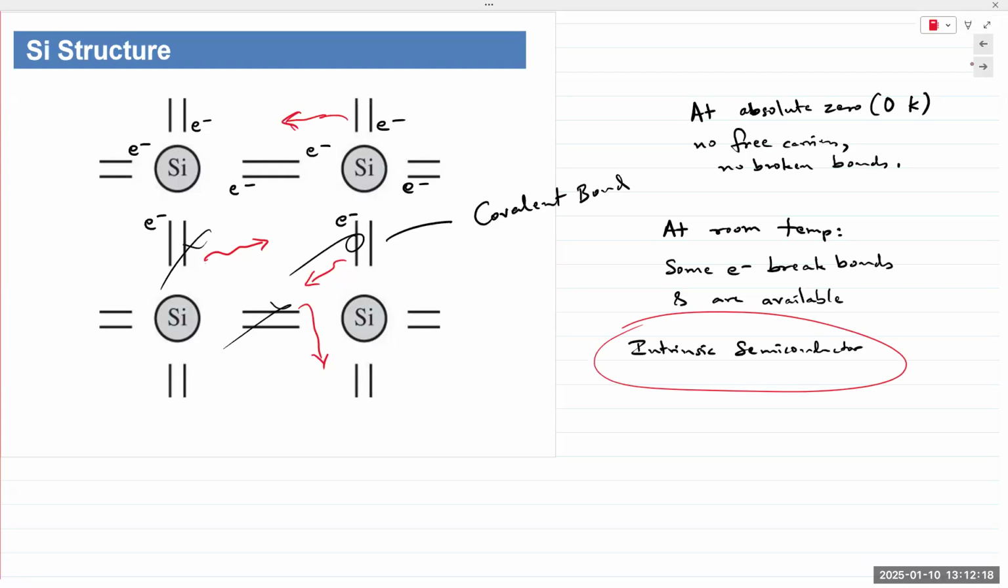However, the number of these electrons is not sufficient. Compared to an insulator, it's large, but compared to a metal, it's not sufficient to actually conduct electricity.